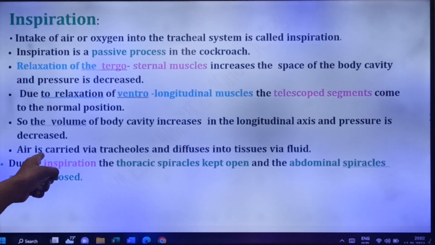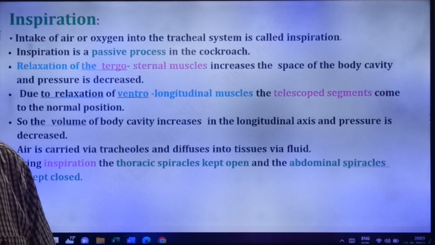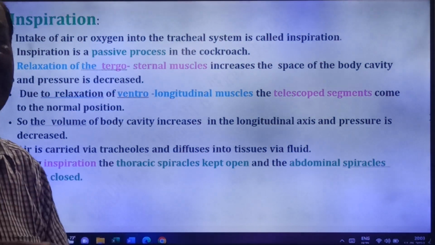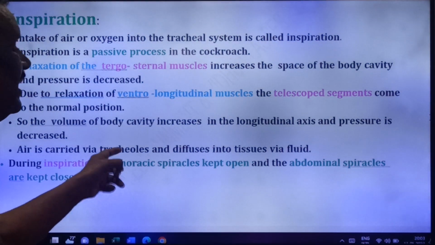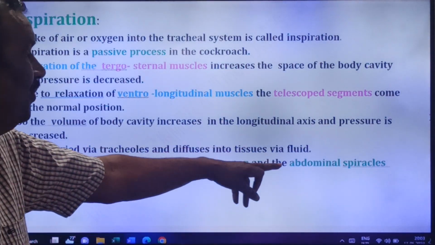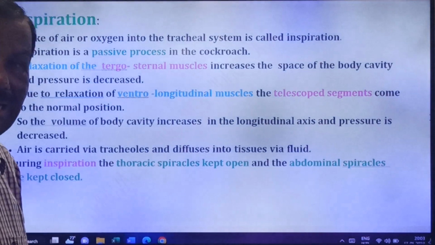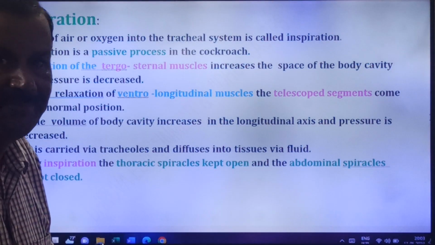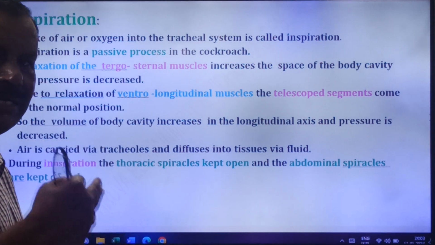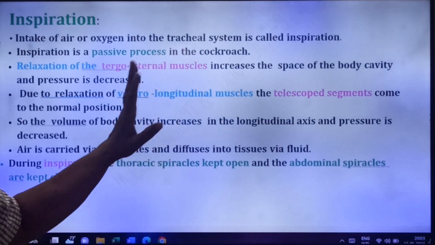Okay, friends. Now, when pressure is decreased in the body cavity, there is a space for the entry of air. So then what happens, friends? Air is carried via tracheoles into the body cavity and diffuses to tissues via fluid. So when pressure is decreased, the air enters the body through what, friends? Through the spiracles to atrium to trachea to tracheoles to cells. So then diffusion takes place, friends.